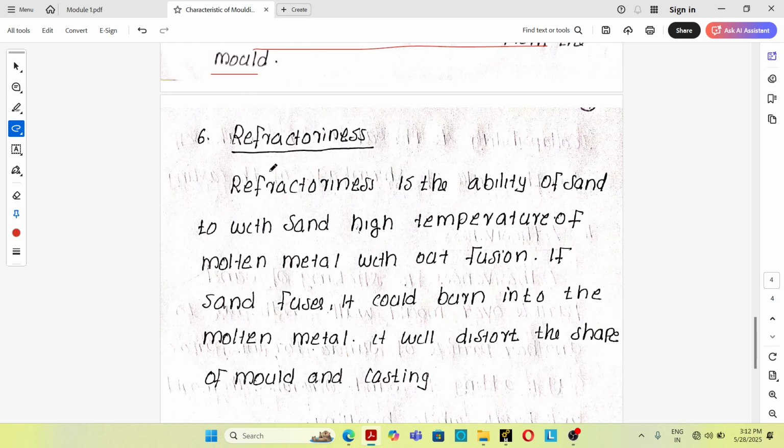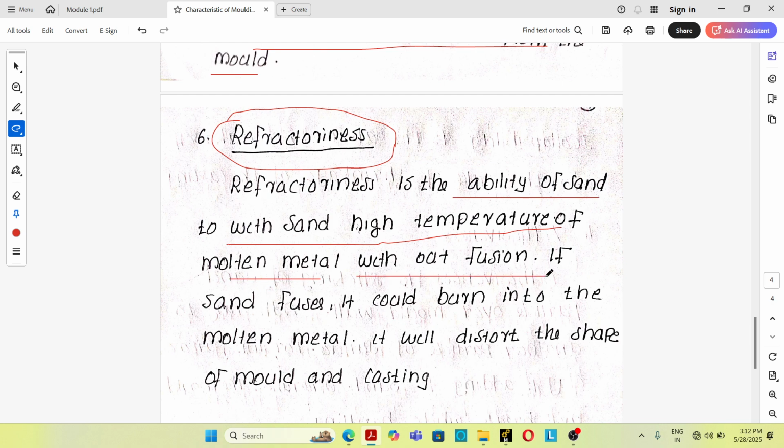And the last one is refractoriness. That's a very important point regarding the sand used for making a sand mold. Refractoriness is the ability of sand to withstand the high temperature of molten metal without fusion. The sand that directly contacts the molten material is the facing sand. So facing sand should always possess high refractoriness. If the refractoriness is very low, what will happen? The sand will melt and fuse with the molten material over the surface of the casting.